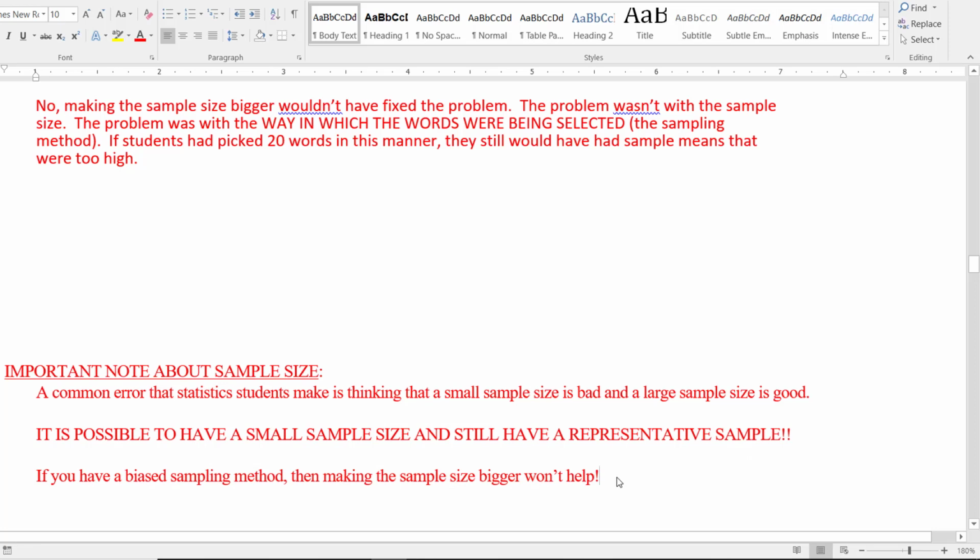Now, I will point out, if you have a good representative sampling method, then a bigger sample size is better. It will reduce our margin of error, and we will talk about that this semester. But if you have a bad sampling method, then making your sample size bigger is not going to help anything. If you have a bad sampling method, then basically you cannot trust anything about that sample at all. You cannot trust that that sample is going to help you understand the true value of the population parameter.